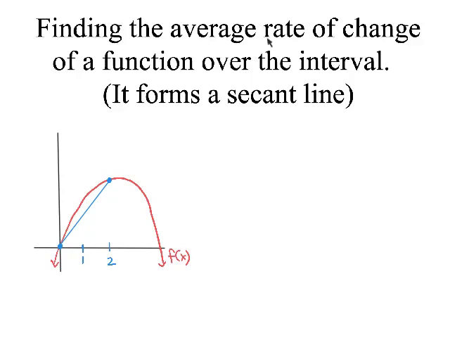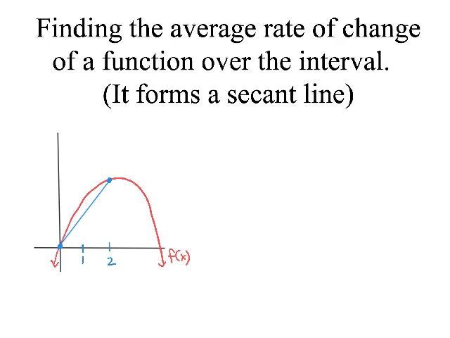So find the average rate of change of the function over the interval. It forms a secant line. This little blue line right here is called a secant line of a function. If you have two dots, the line between is called a secant line. It also forms a slope.